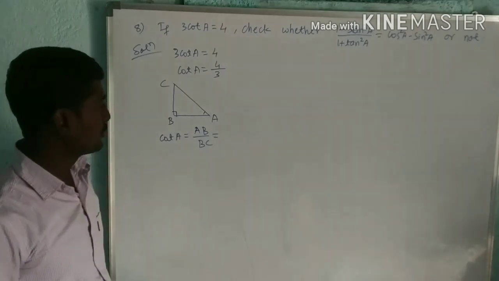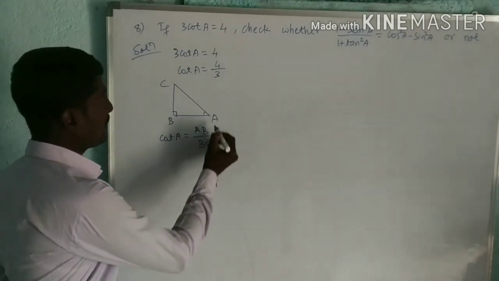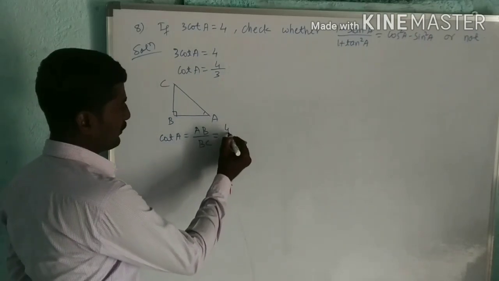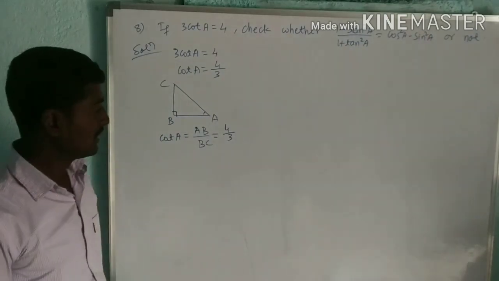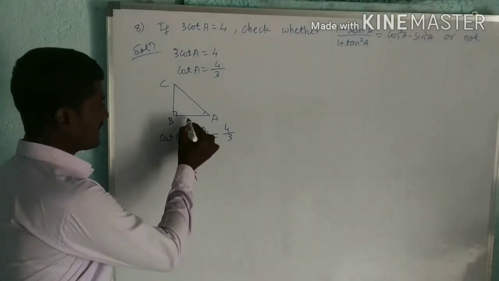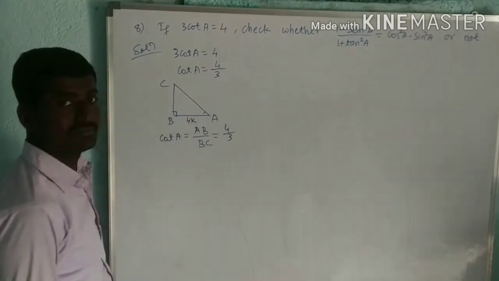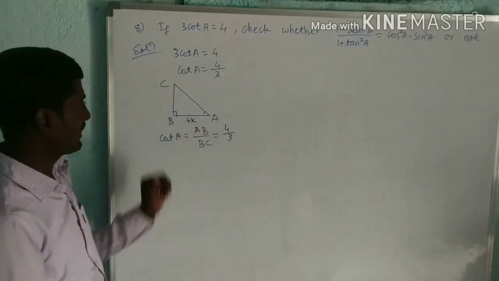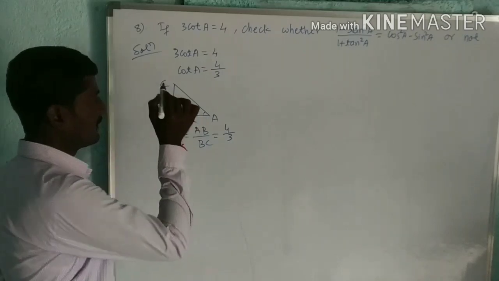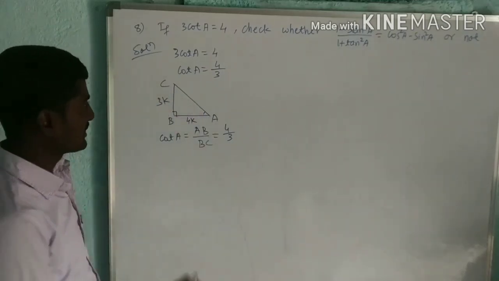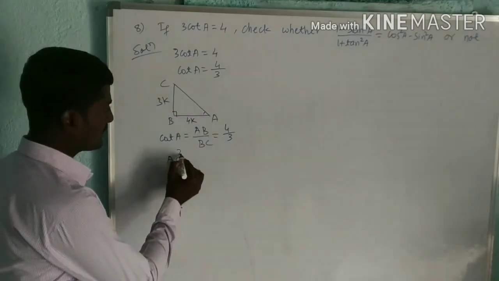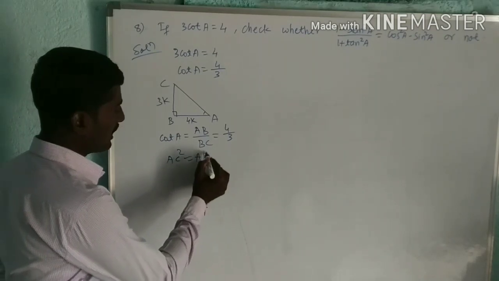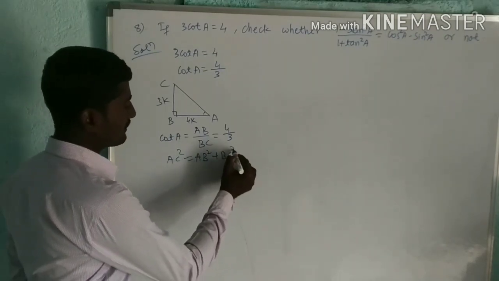Now the ratio is 4 divided by 3. So AB can be written as 4K, and BC I can write as 3K. Now let us apply the Pythagoras theorem here. AC square is equal to AB square plus BC square.